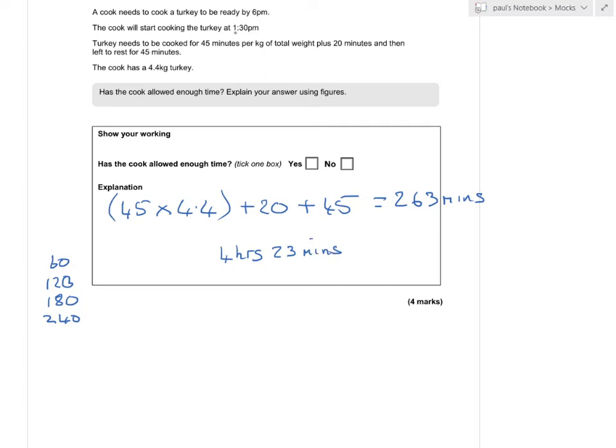Now it's going to start cooking at 1:30. So from 1:30 for 4 hours, it gives you 5:30, plus the 23 minutes gives you 5:53. Once it's ready by 6, yes, we've got 7 minutes to spare.